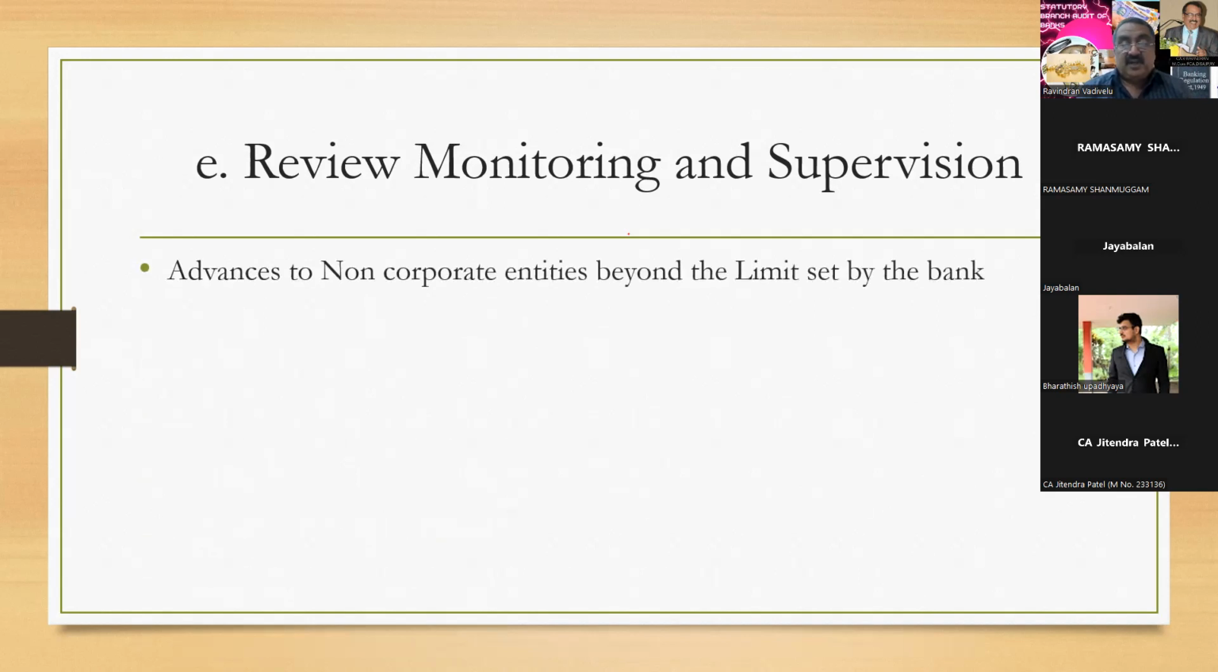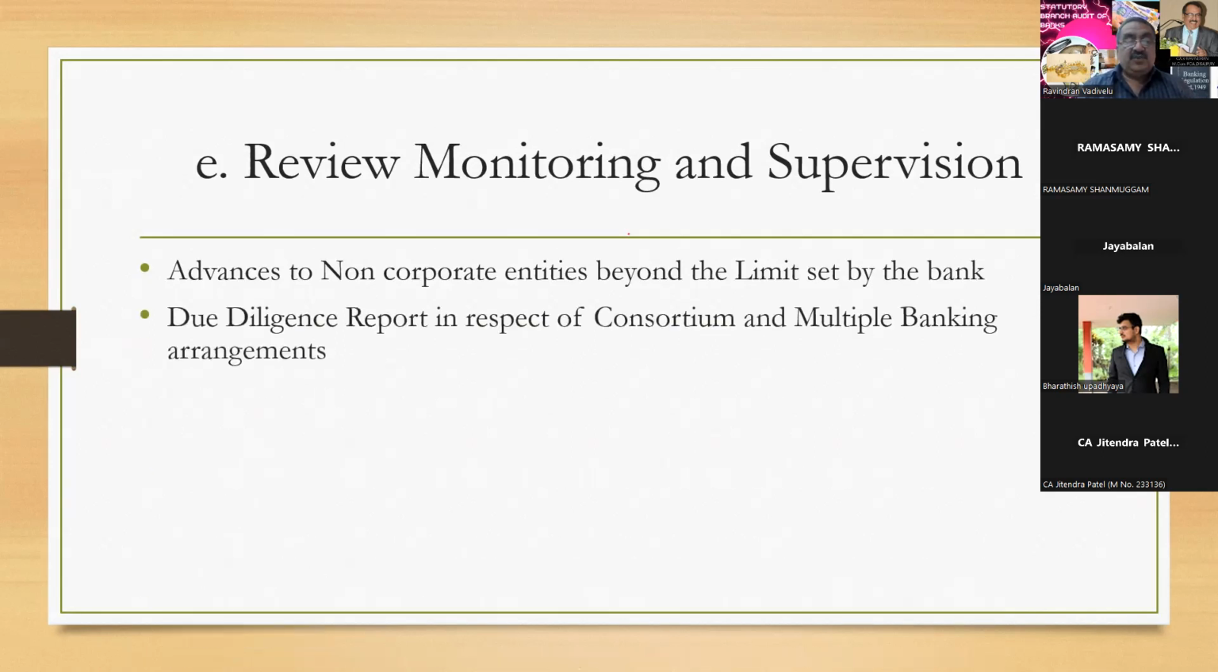And advances to non-corporate entities beyond the limits set by the bank. Suppose it is clearly stated in the delegated powers. They say that in total, this branch can sanction say 200 crores with reference to non-corporate entities. The branch is not supposed to go beyond that 200 crores. For this, please ask the manager what is the limit fixed towards non-corporate entities by the head office. The manager has to give a reply. If he is not giving the reply, you have to cover the same thing in your report, saying that I have not received any reply from the branch manager with reference to non-corporate entities. And due diligence report in respect of consortium and multiple banking arrangements.